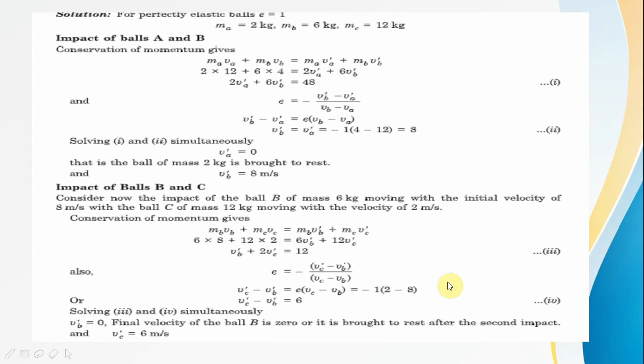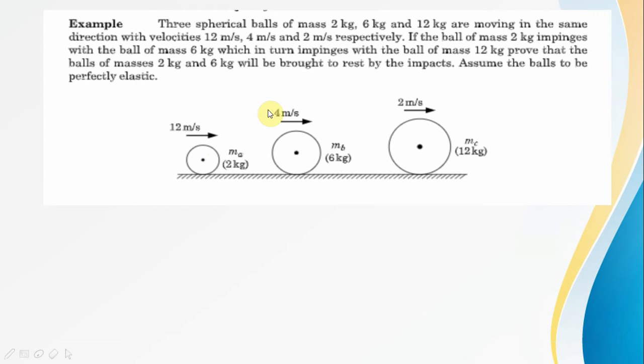So we get two equations, this equation and this equation. Solving them, we get VB dash equal to 0 and VC dash equal to 6 meter per second. That is, VB dash again comes to rest, and the ball C starts moving with 6 meter per second. So finally we get that when ball A impinges ball B, this ball comes to rest, and this ball starts moving with 8 meter per second. So this is the first proof.